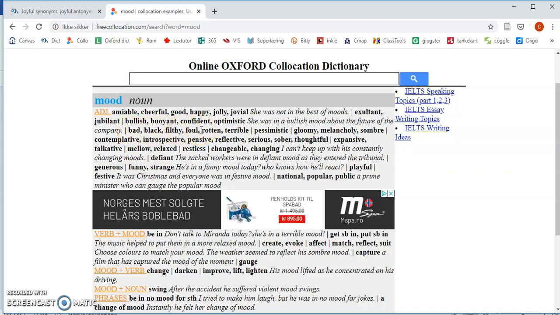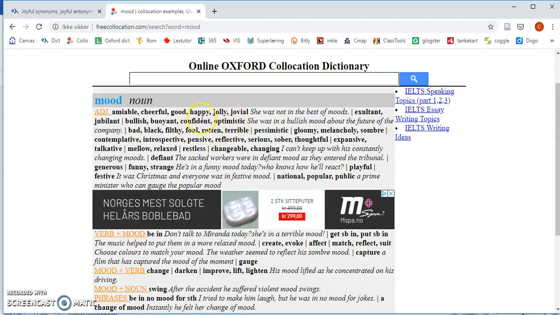Like, I don't want to go for any of these because my character is in a good mood. And you see good collocates with mood, but I don't want to use good because it's a lexical teddy bear. But I can see optimistic, cheerful, happy, jolly, jovial, exultant or jubilant, which is really good mood, optimistic. There are several possibilities here.